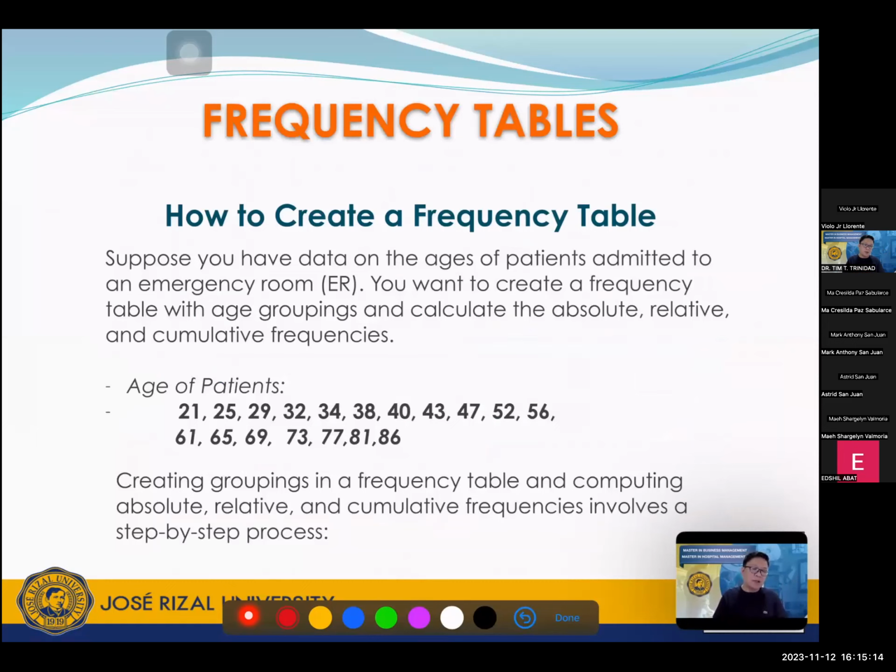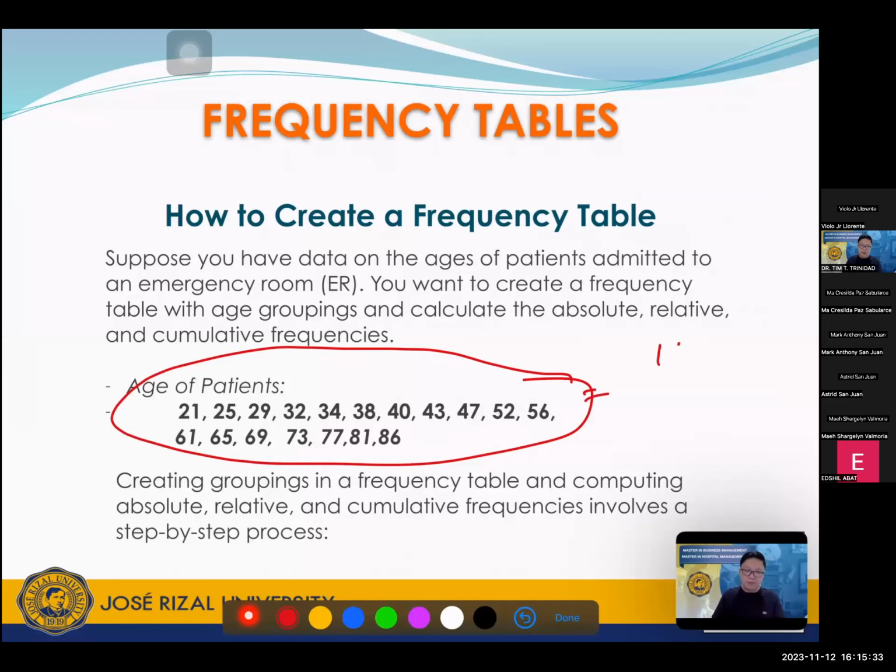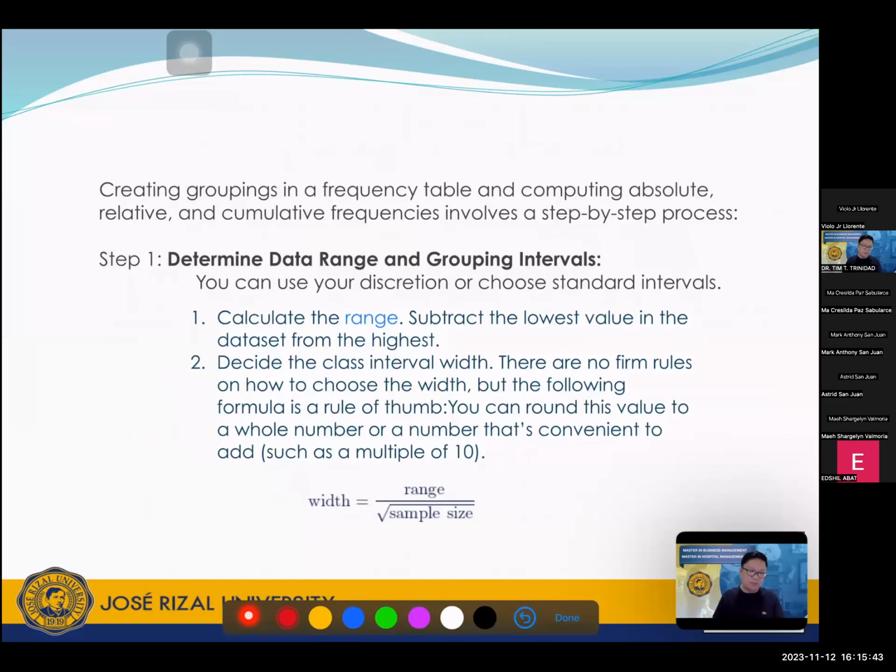frequencies. So let's start with the frequency tables, how the grouped frequency tables are created. So for example, I give you this age of patient. This is your data. 21, 25, 29, 32, 34, and so on and so forth. So if you count them, there are 18 patients, okay, with these ages. So how are you going to present them in a frequency table?